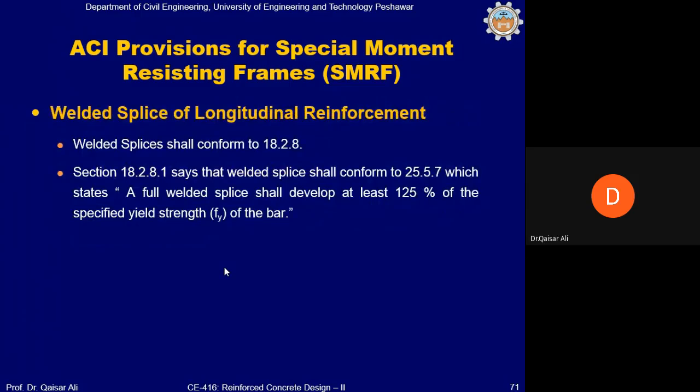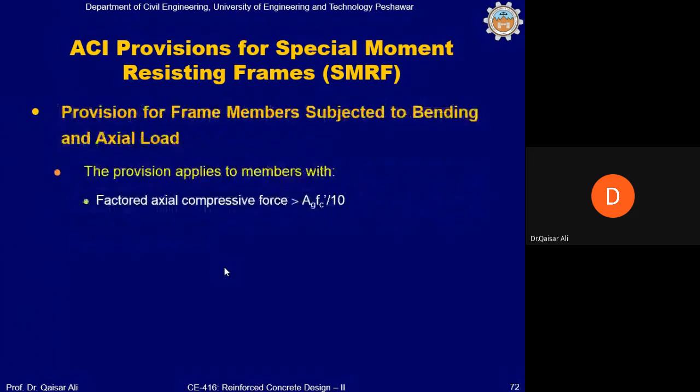So I think this is enough for today, and the next time we will try to study the remaining part of this lecture. The next provisions are with regard to the columns. So we have covered today the special moment resisting frame, special provisions for beams. Next time we will try to complete this lecture with the remaining slides.